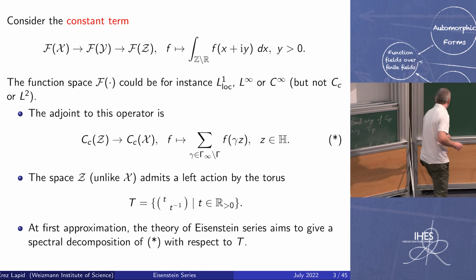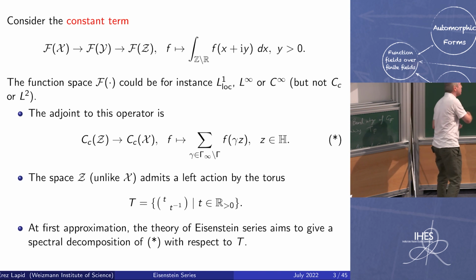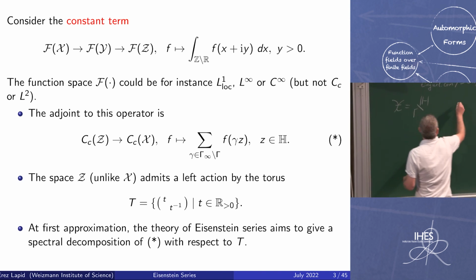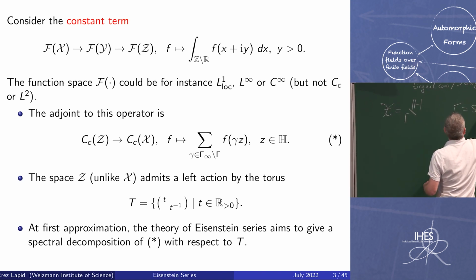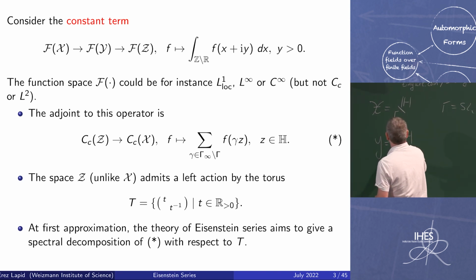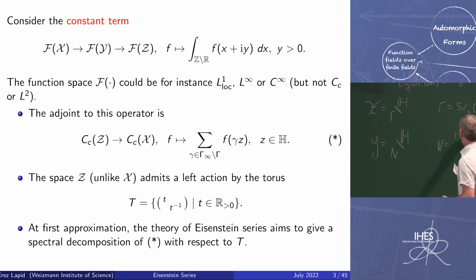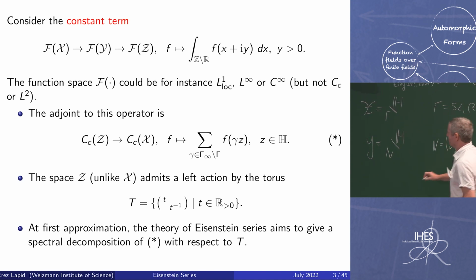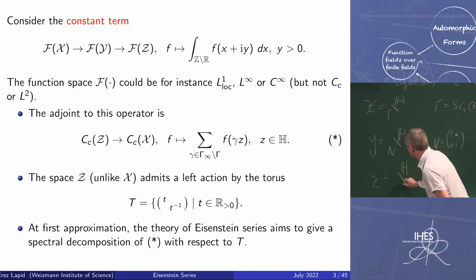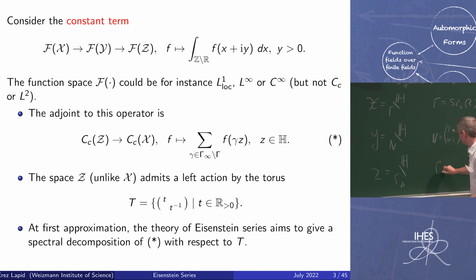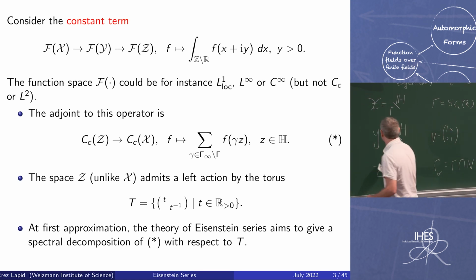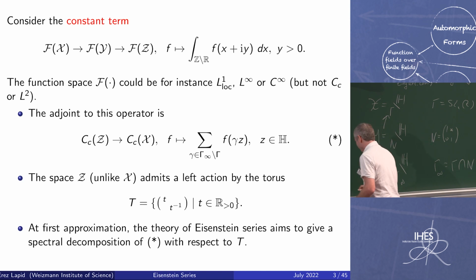So here is good. So X, script X is H mod gamma. Gamma is SL2Z. And then there is the Y, which is H mod N. And N is just 1 star 0, 1. And we have Z, script Z, which is H mod gamma infinity. And gamma infinity is gamma intersection N. So you have a map from here to here and from here to here. Good.